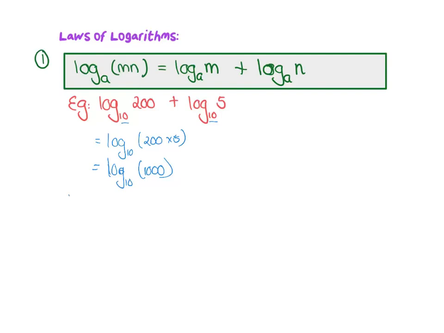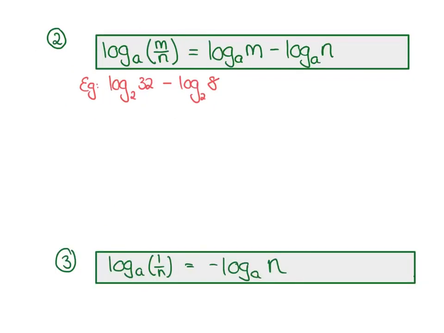Now, because we want to know what that is, I could write log 10 of 1,000 equals x, because I'm trying to work it out. Then I'll use that rule to flip it, where the base of 10 to the power of x equals 1,000. So I could rewrite 1,000 as 10 to the power of 3, and therefore x equals 3.